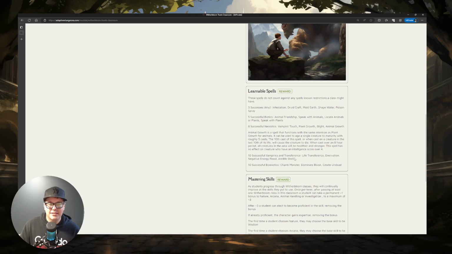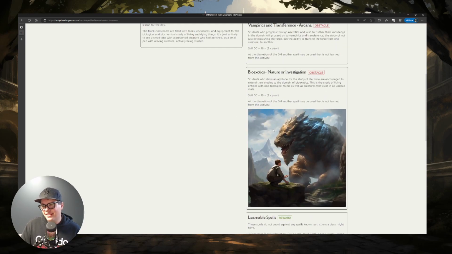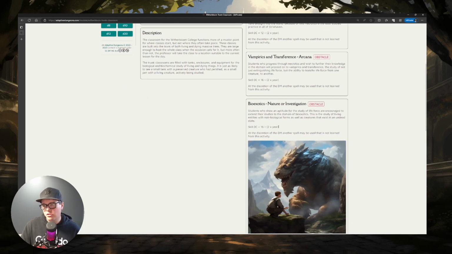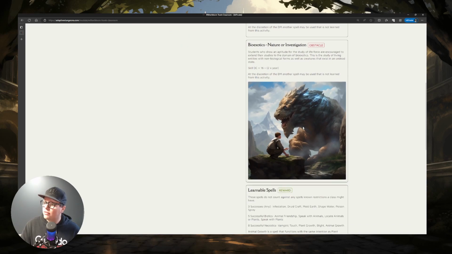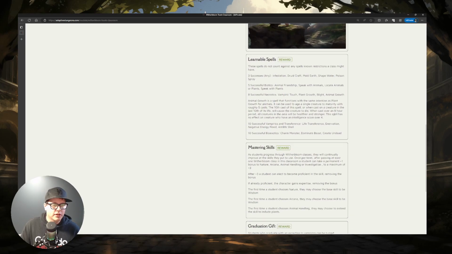And then you have your vampiric transference and bioexotics. They need 10 successes, and you have lice transference and veneration, negative energy flood, anti-life shell, charm monster, dominate beast, and create undead are all bioexotics. You'll notice that studying undead things is actually more of a bioexotics thing. Vampirics is more focused on you and leveraging the skills you've learned to improve your own life, etc. Bioexotics is where you're going to go study the big, crazy, creepy undead things. You're less concerned about that in vampirics. It's more of a self-centered source of study, and that's very intentional.